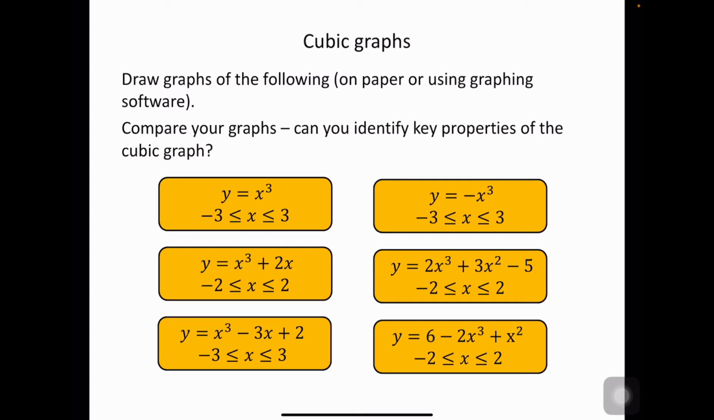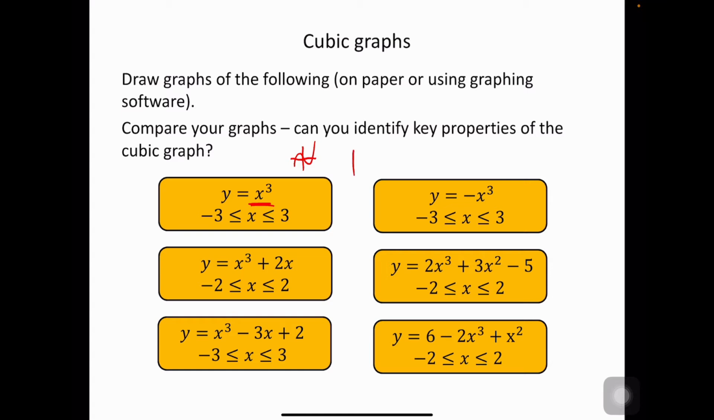So cubic graphs, draw graphs of the following on paper or using graphing software. You could use Desmos, for example. Compare your graphs. Can you identify key properties of the cubic graph? Now I know most of you will, just by looking at a cubic function, know what the shape of that graph will be. So by looking at this, I can see that the x cubed coefficient is positive, and so we will see an n shape on the graph.